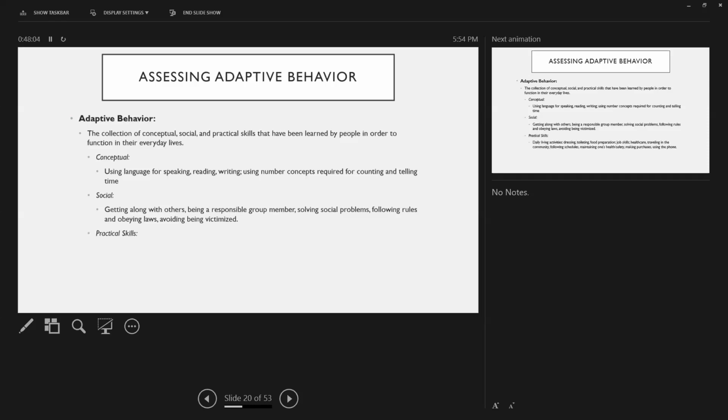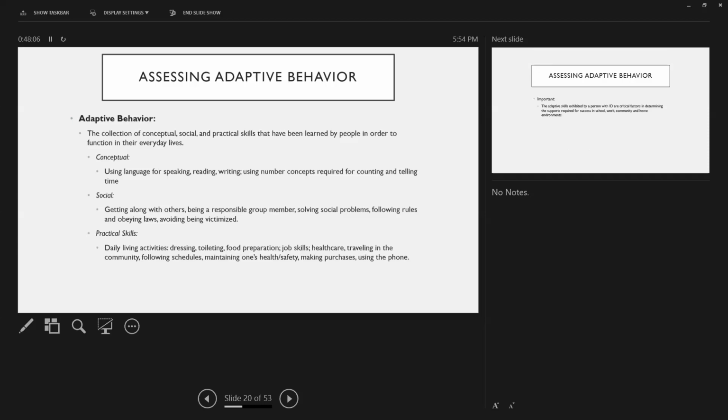And then lastly, practical skills. And these are just the kind of nuts and bolts of independence, daily living activities, being able to get dressed and use the restroom and prepare food, the ability to learn basic job skills, traveling throughout the community, following schedules, maintaining one's health and safety, making purchases, using the phone, etc. This is not an exhaustive list. There are many different practical skills.